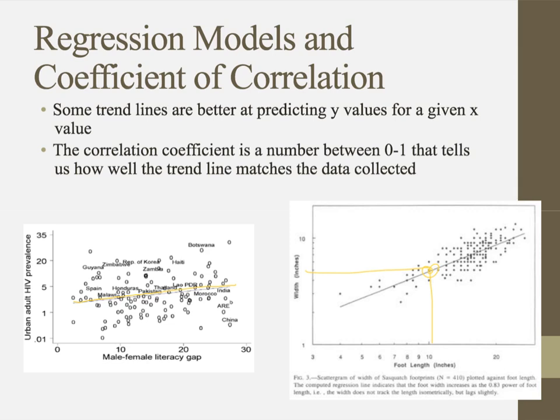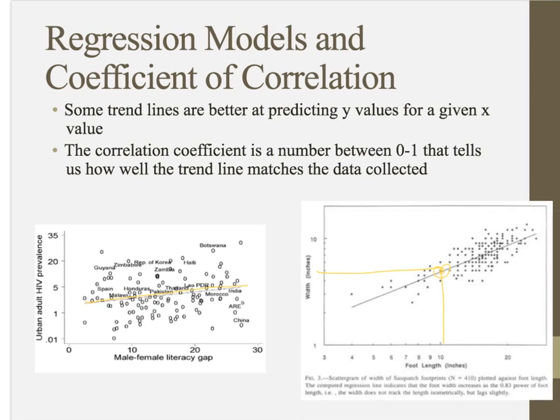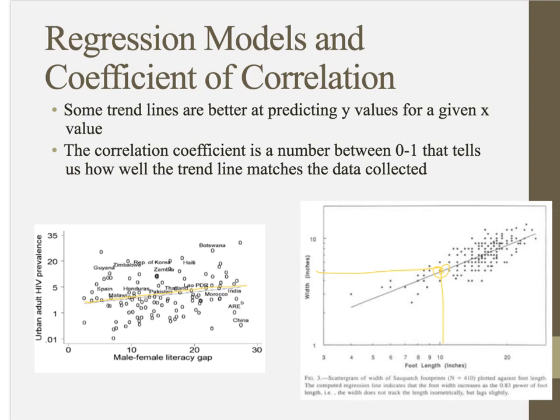So according to this trend line, any country that has a male to female literacy gap of close to, let's say, 25 is going to have an urban adult HIV rate of around 5, well, that's a little bit more than 5%. So that's what this line is telling me. But my data is so variable. Look, for things that are very close to that literacy gap, I'm all the way up here. I'm all the way down here. This line is not very good.